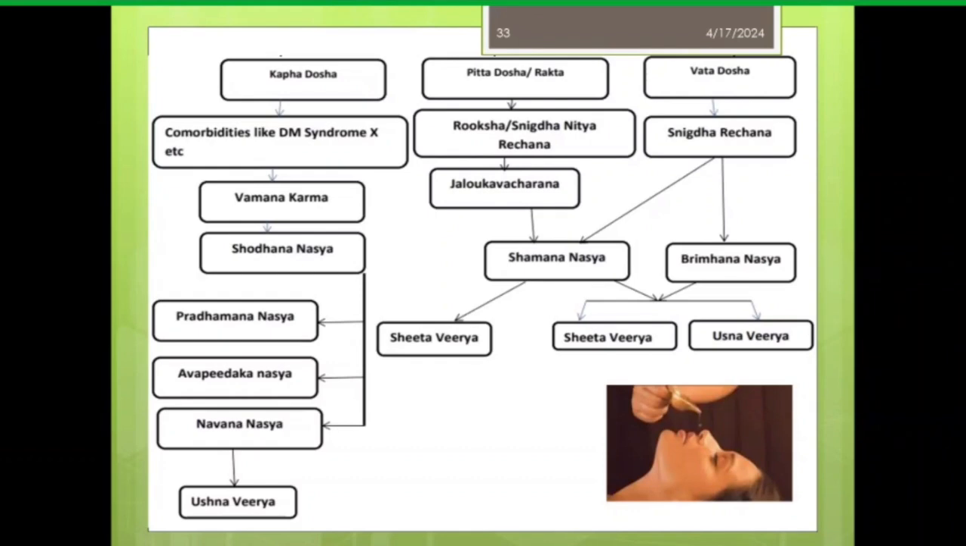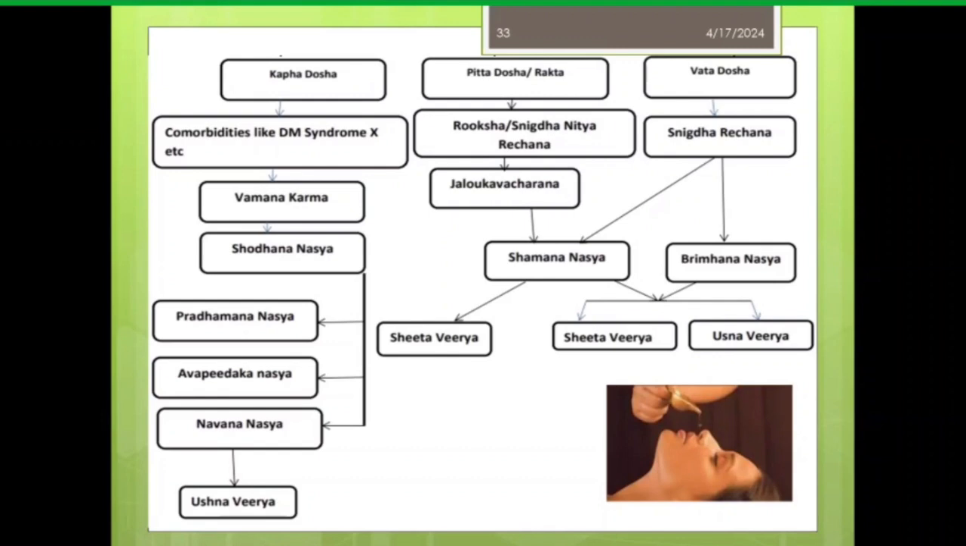But there are technical issues in conducting this Vamana Karma because of weakness in the facial muscles. There are chances of some sort of complications. That is the reason why you have to plan this with carefulness. Otherwise, after completion of the Vamana Karma, you can plan for Shodhanasya, or you can plan directly with the Shodhanasya. In the Shodhanasya, there are different varieties. You may ask me one question: sir, it is told that Navananasya has been explained, so why are you planning other varieties of Nasya like Pradhamananasya and Avapidakanasya and Navananasya?